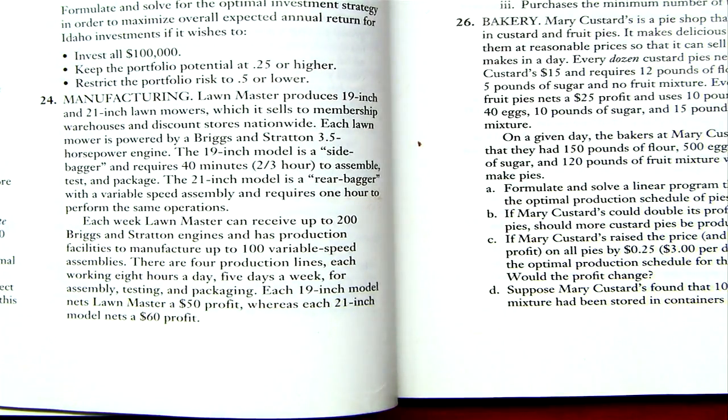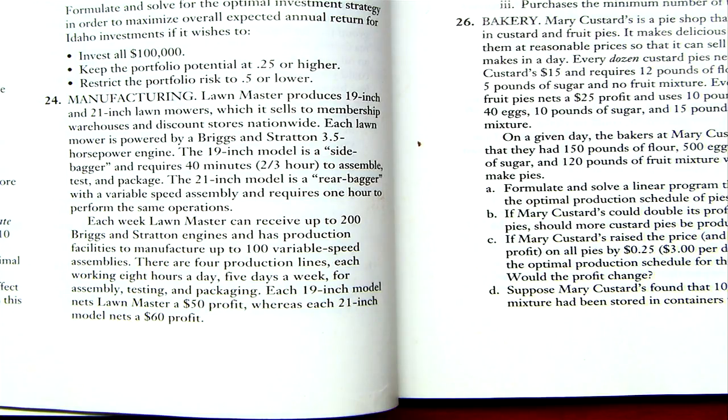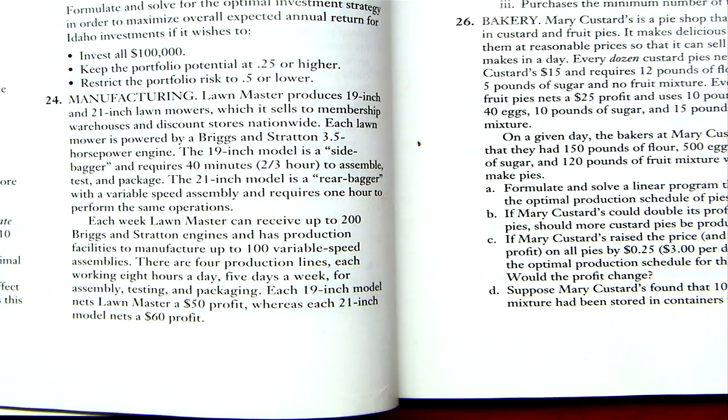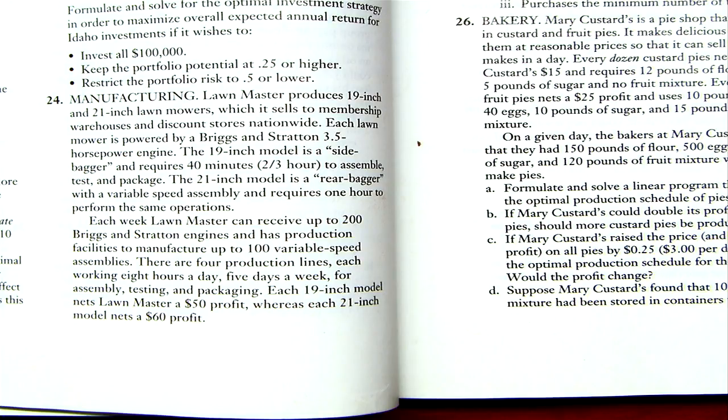All right, so it says, Lawn Master produces 19-inch and 21-inch lawnmowers, which sell to membership warehouse and discount stores nationwide. Each lawnmower is powered by a Briggs & Stratton engine. The 19-inch model is a side bagger and requires 2/3 of an hour to assemble, test, and package. The 21-inch model is a rear bagger with a variable speed assembly and requires 1 hour to perform the same operations. Each week, Lawn Master can receive up to 200 Briggs & Stratton engines, and has production facilities that manufacture up to 100 variable speed assemblies. There are 4 production lines, each working 8 hours a day, 5 days a week for assembly, testing, and packaging. Each 19-inch model nets Lawn Master a $50 profit, whereas each 21-inch model nets a $60 profit.